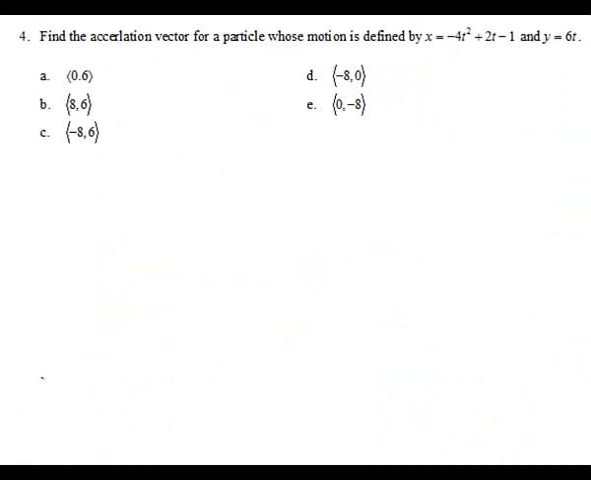All right. So we've got the acceleration vector, a particle whose motion is defined by this x value and that y value. It wants us to find the acceleration vector. Okay, so acceleration, that's the position. How many times do I have to take a derivative to get to acceleration? Twice. Okay, so what's the first derivative? Plus 2 and 6. Okay, and then what's the next derivative?